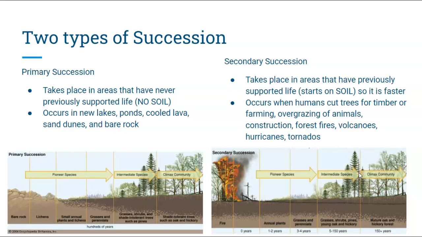Now for our last slide, I just want to talk about the two types of succession. They're very easy to separate, but I just want to make sure that you have the proper definition for both of them. So there's primary succession and secondary succession. Primary succession takes place in areas that have never previously supported life. So we're talking about any area that starts on bare rock, where there's no soil involved. So it has to start from scratch. This is the first time life will be here.